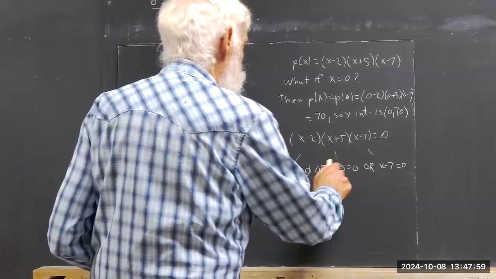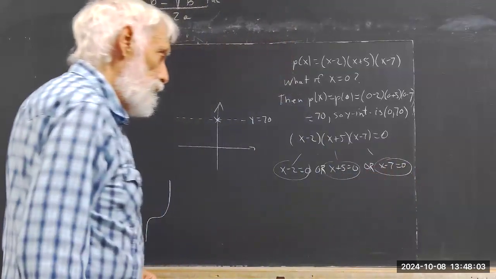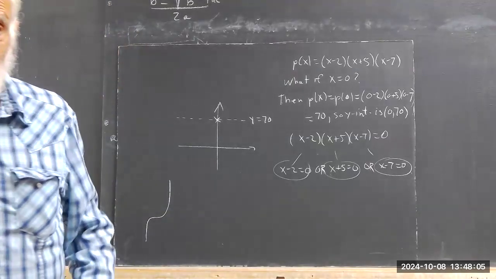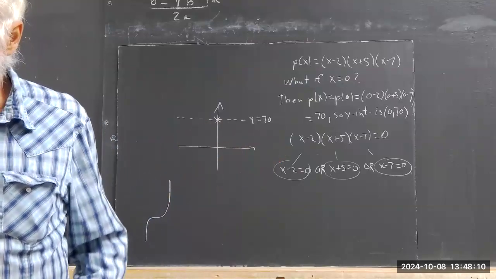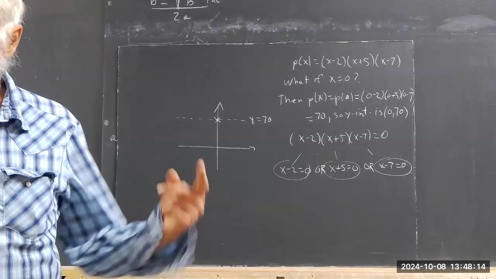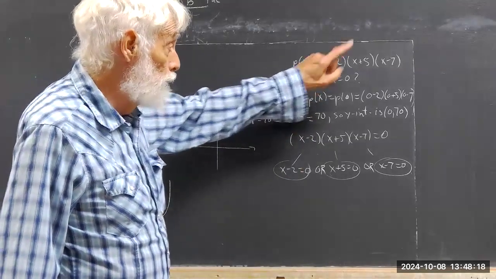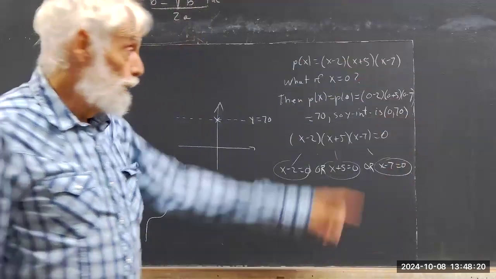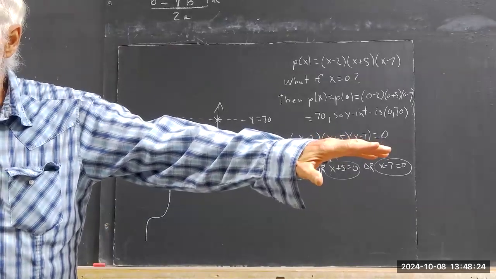If x minus 2 equals 0, or x minus 5 equals 0, or x minus 7 equals 0. Can you solve those equations? Now give me a number that's going to make the whole thing 0. Okay, 2. 2 makes the whole thing 0. If you put 2 in here, you're going to get 0 times a couple other things. You don't even have to know what the other things are. You know it's going to be 0.